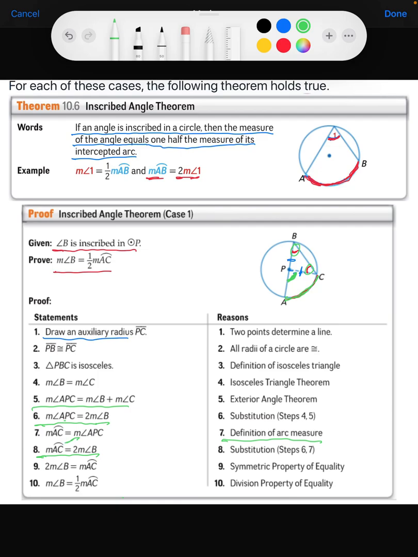So by substitution, we said measure of angle APC equals 2 times measure of B, so then we can plug in 2 times measure of B here. Measure of AC equals 2 times measure of B. 2 times measure of B equals AC, so it doesn't matter which order we say it. That's our symmetric property. And then if we divide by 2, we can also say the measure of angle B is 1/2 the measure of the intercepted arc.